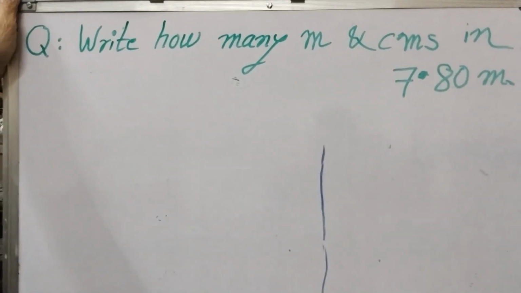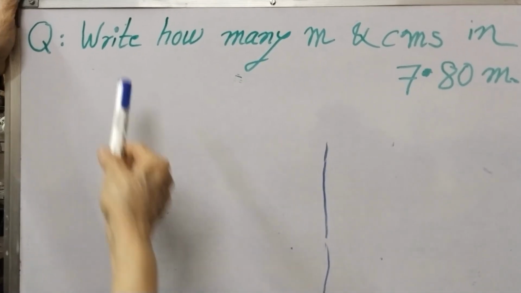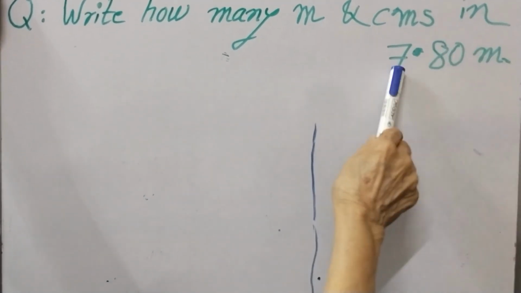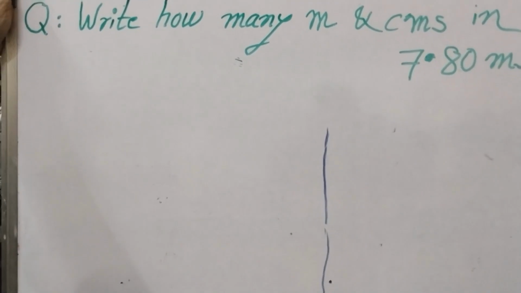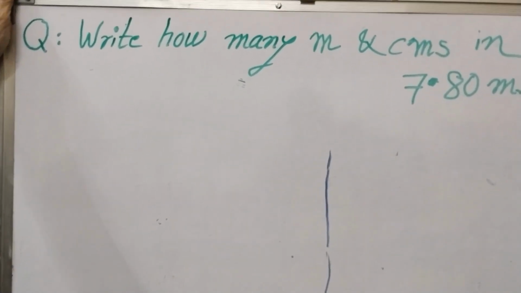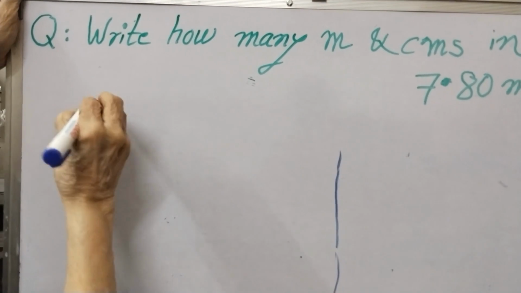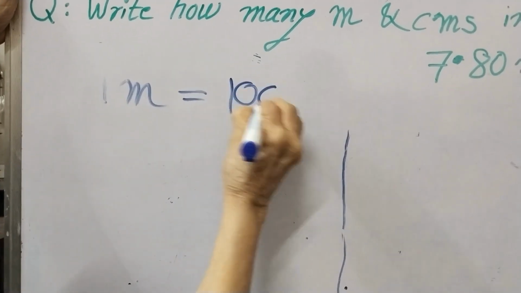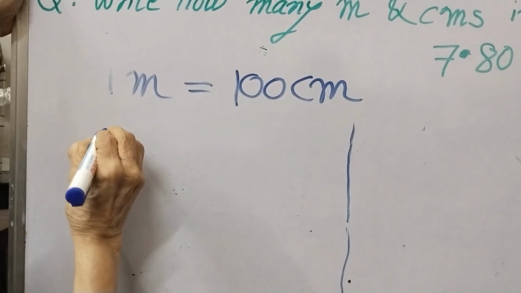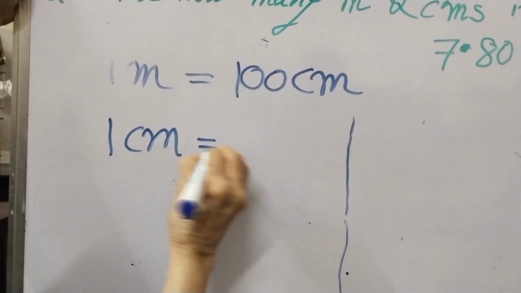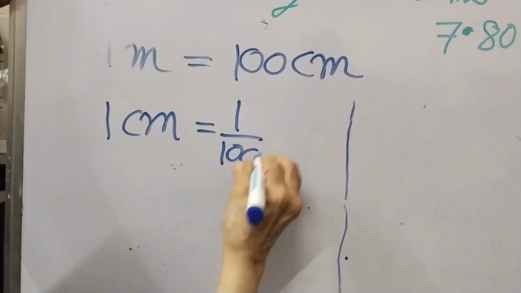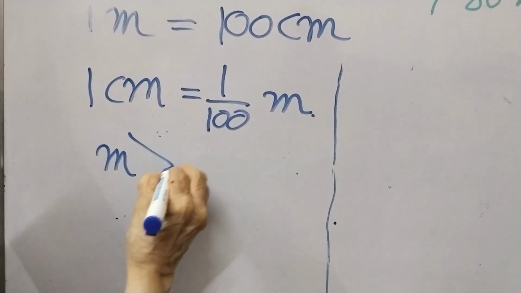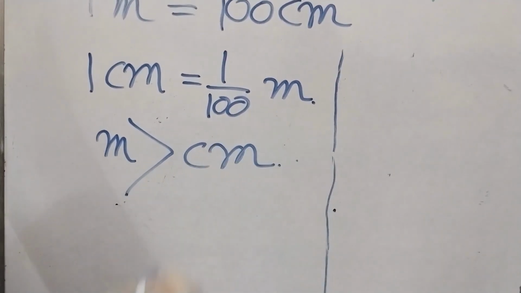Now a similar type of question can come in meters and centimeters. For example, write how many meters and centimeters are there in 7.80 meters. So here we go. First of all, we have to write the relation between meters and centimeters. 1 meter is equal to 100 centimeters. That means 1 centimeter is the 100th part of a meter, so the meter is a bigger unit than the centimeter.